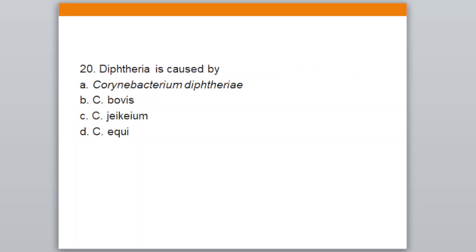Question number 20. Diphtheria is caused by A. Corynebacterium diphtheriae, B. Corynebacterium bovis, C. Corynebacterium xerosis, or D. Corynebacterium equi. Your correct answer is option A, Corynebacterium diphtheriae.